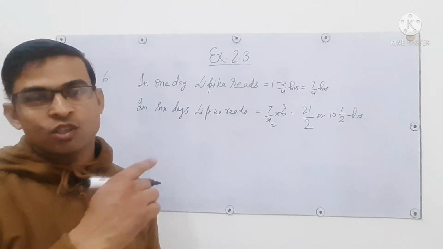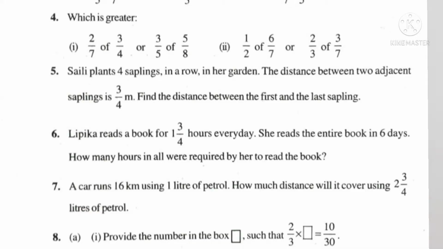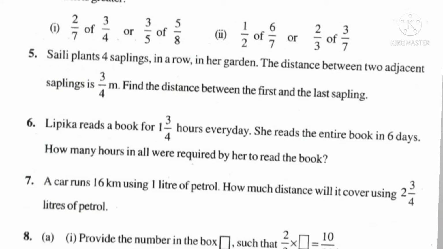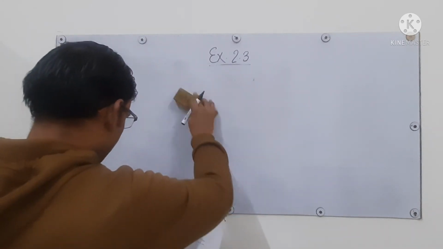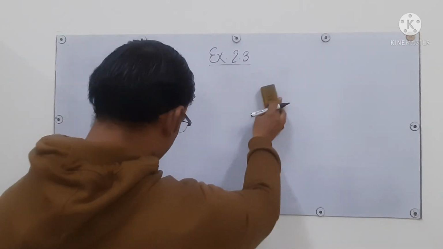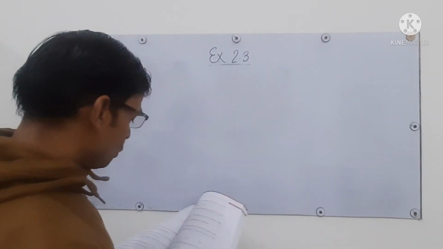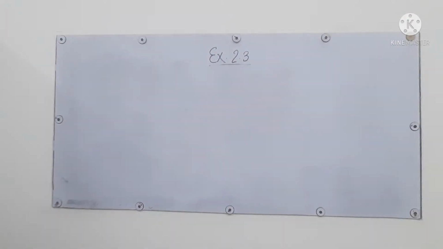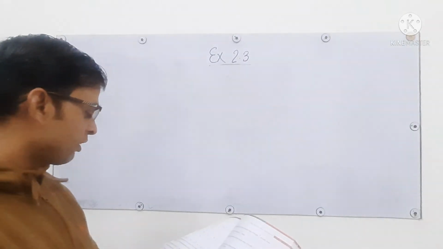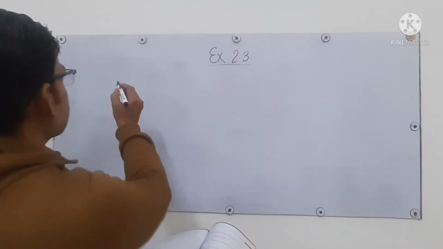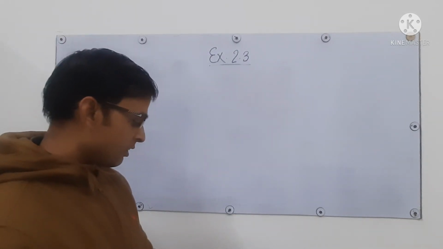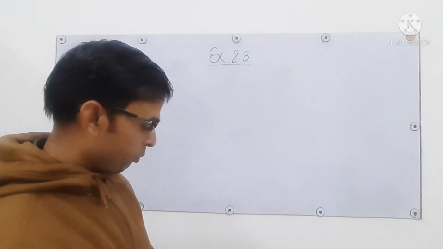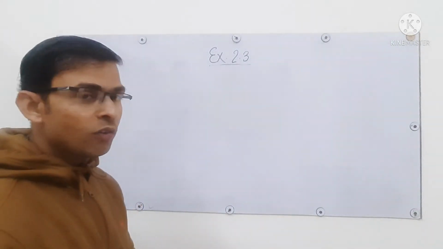And question number 7 is now also on your screen. So you just read it carefully. A car runs 16 kilometers using 1 liter of petrol. How much distance will it cover using 3/4 liters of petrol? So here we have just to find how much distance. Okay, and what are given here? Here it is given car runs 16 kilometers in 1 liter of petrol. So how we will write? Just see here.